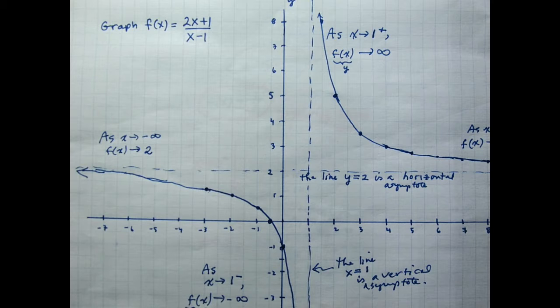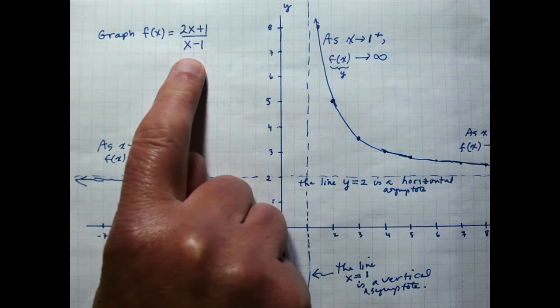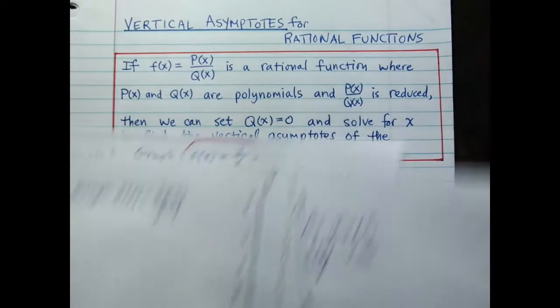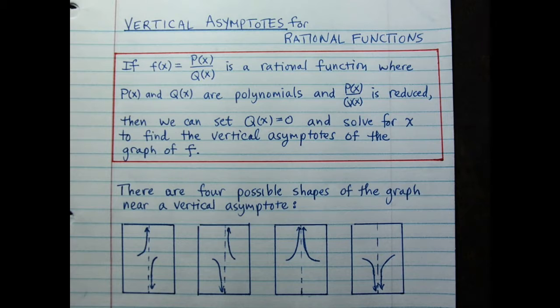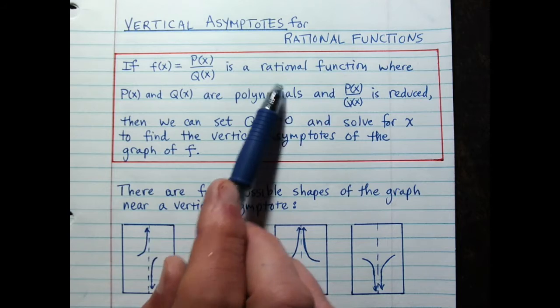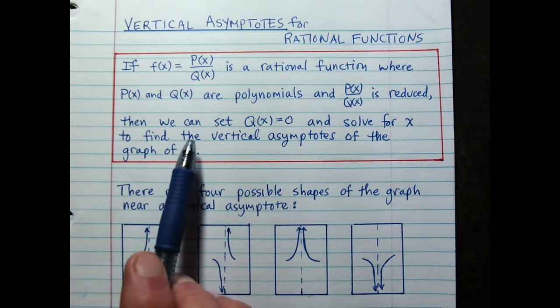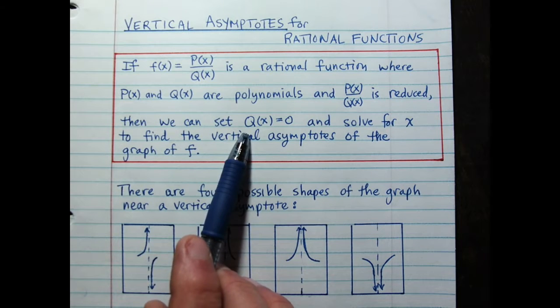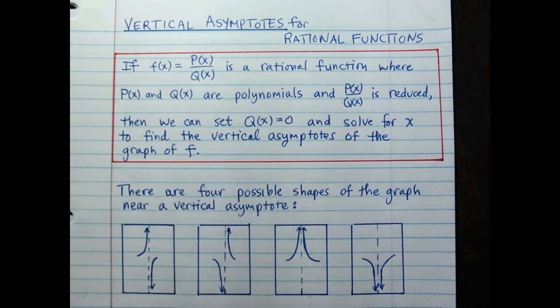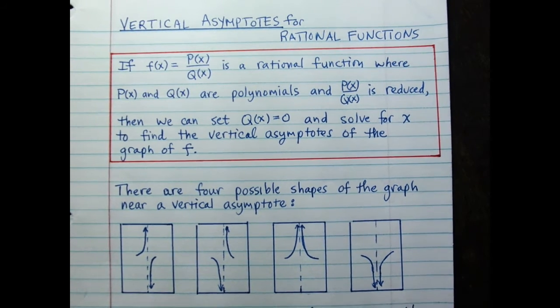had a vertical asymptote at x equals 1, and notice that we get x equals 1 if we set the denominator of that function equal to 0. So if f of x equals p of x over q of x is a rational function where p and q are polynomials and the fraction is reduced, then we can set q of x, the denominator, equal to 0, and solve for x to find the vertical asymptotes of the graph of f. And that's what we're going to do in several examples now as we move forward.